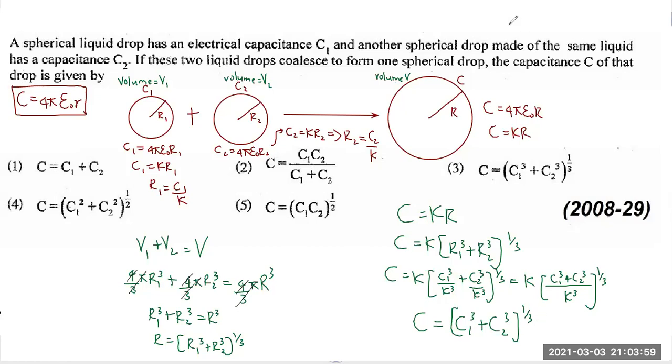It is not equal to C1 plus C2. You can't do that. That's completely wrong. So the answer must be the third one. You can't do this. It's completely wrong.